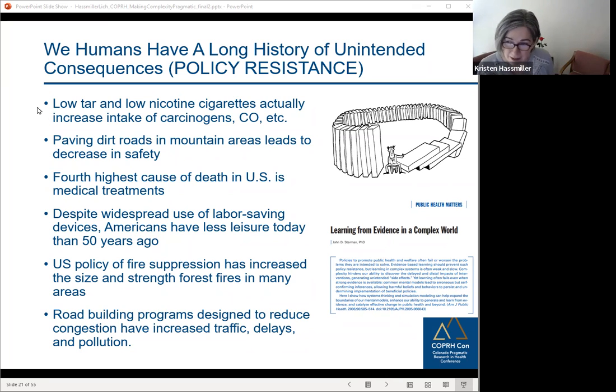And we need to take the time to really think through what we're doing, especially when we have policy resistant or persistent problems. There's a bunch of other examples in here. Paving dirt roads in mountain areas leads to decreases in safety. Why? People drive faster, perhaps more congestion, more opportunities for crashes. There's all sorts of examples, but this happens all the time.